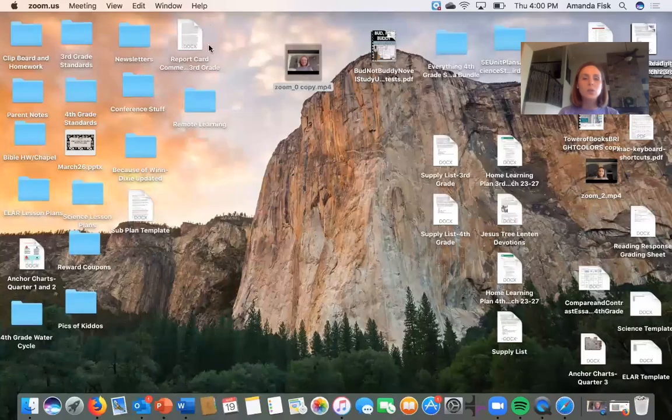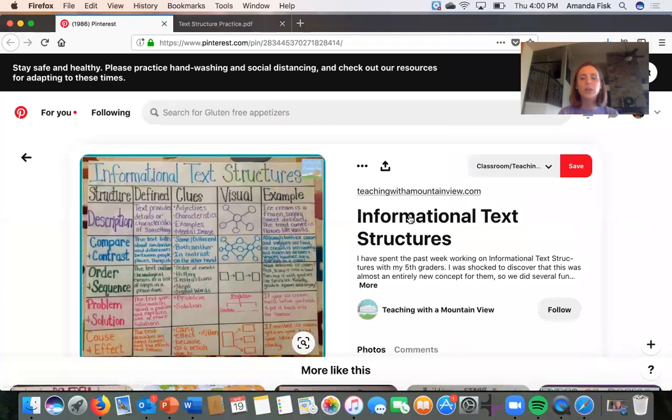And so I love text structures. I know that sounds silly. I'm just a total ELA teacher, but there are some major things that we're going to talk about today, and I'm going to try to share my screen. This is the first time I've ever done this, so bear with me if there are some technical difficulties. So I'm going to go onto my desktop, and I'm going to show you some things that I have saved so that we could look at them.